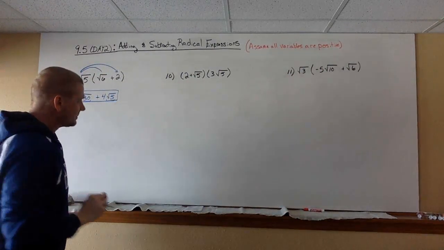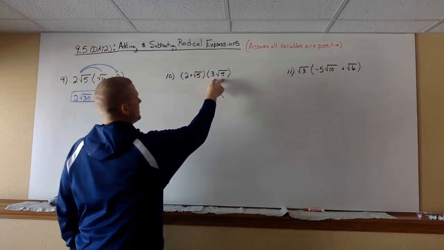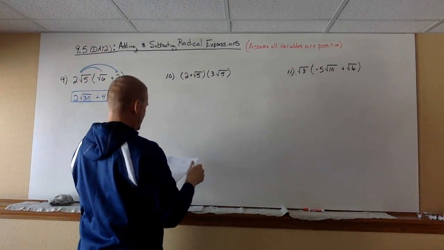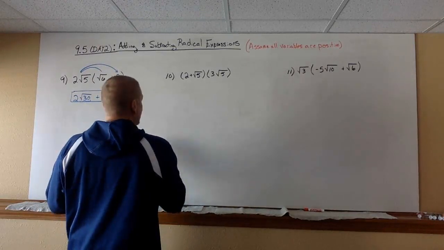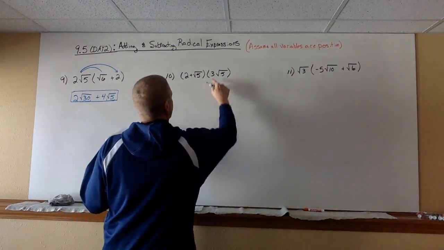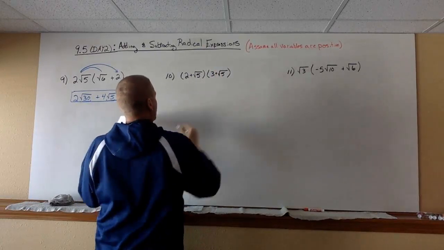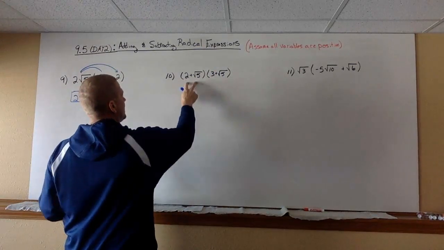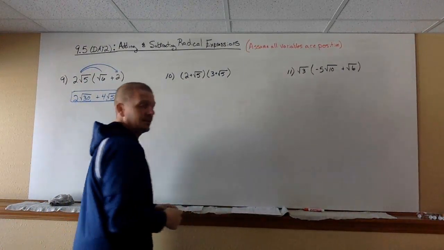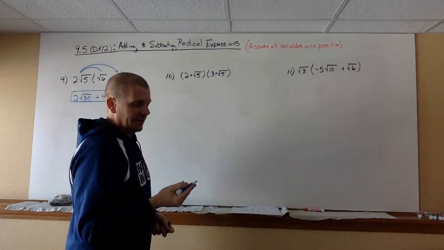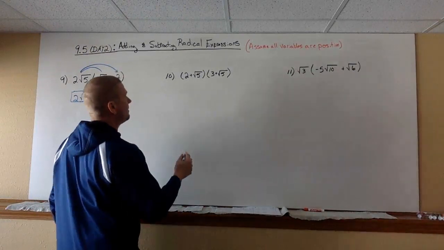Number 2. 2 terms times 2 terms. Oh, did I miss a sign in there? I did. There's supposed to be a plus right in here. Plus square root 5. Sorry about that. So there is 2 terms times 2 terms. And how do we deal with that? Well, you can think of double distribute or the acronym FOIL.